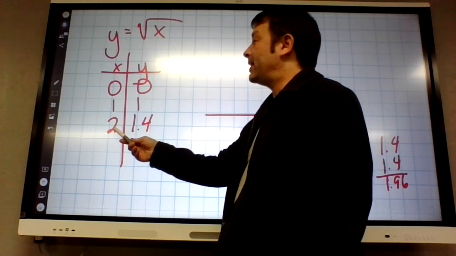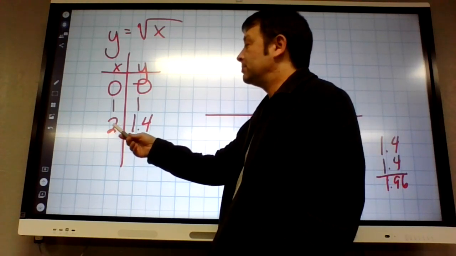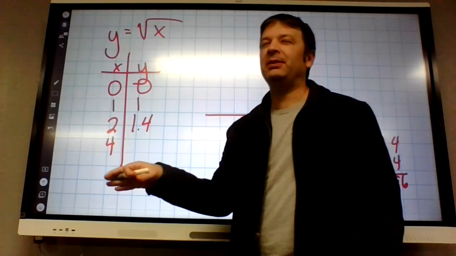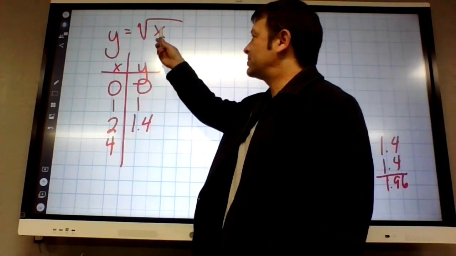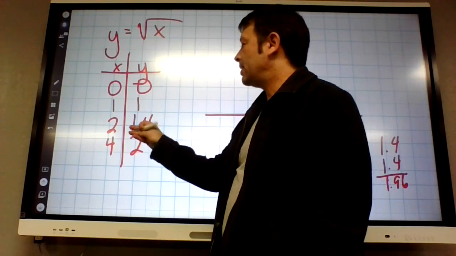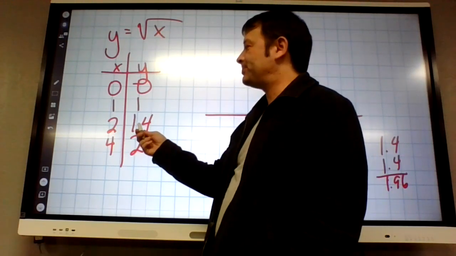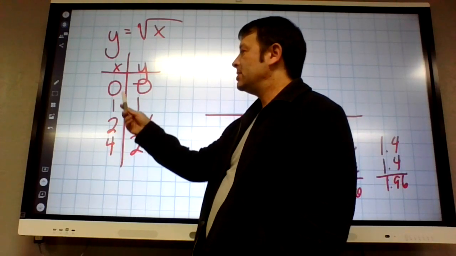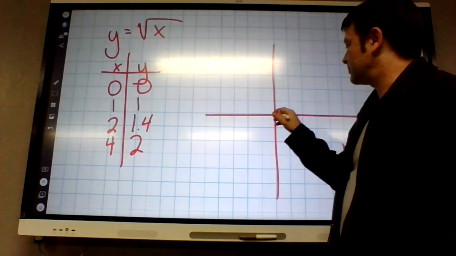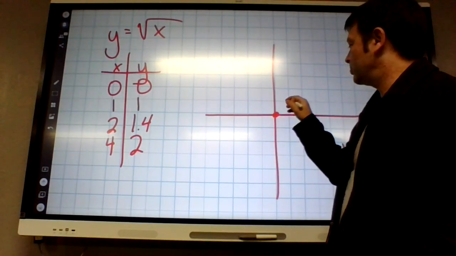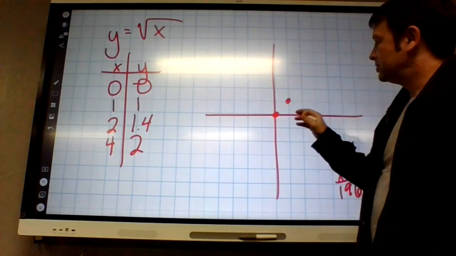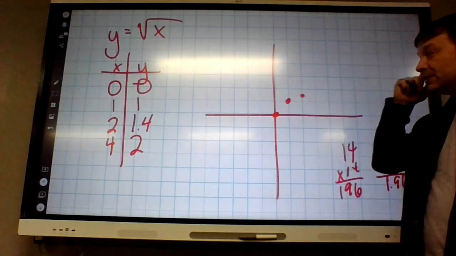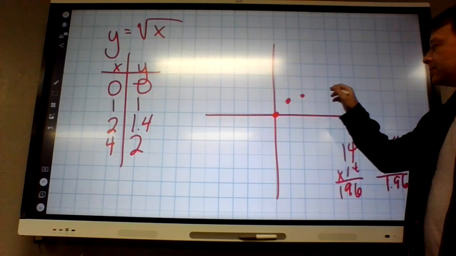What's another number that actually has a nice square root? 4. So maybe instead of plugging in 2, you plug in 4, because the square root of 4 is 2. Decimals are okay, but it might be easier to use 0, 1, 4 instead. So 0, 0; 1, 1; 2, 1.4, so almost 1.5; and then 4, 2.